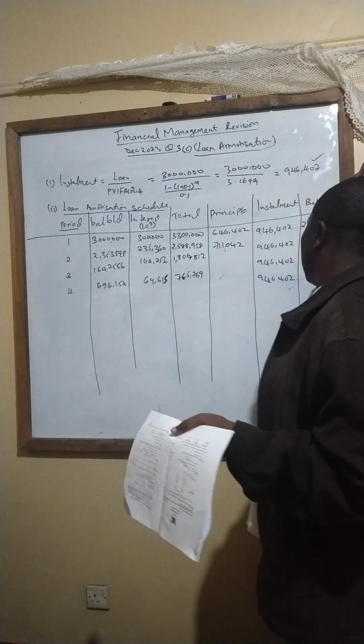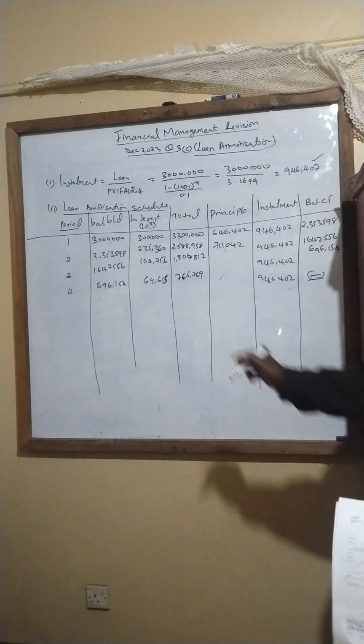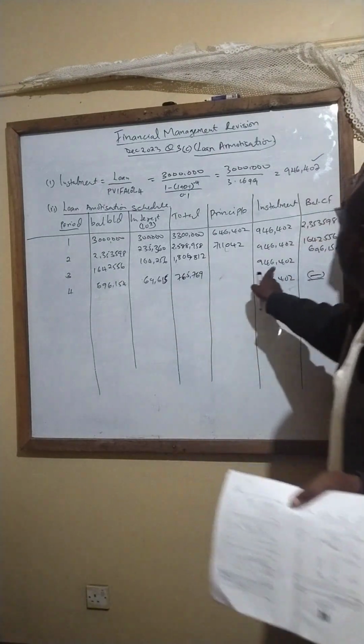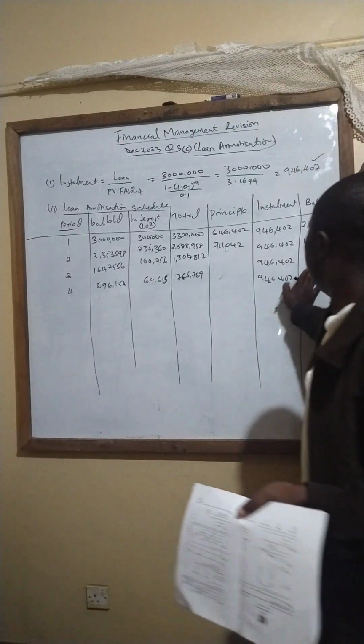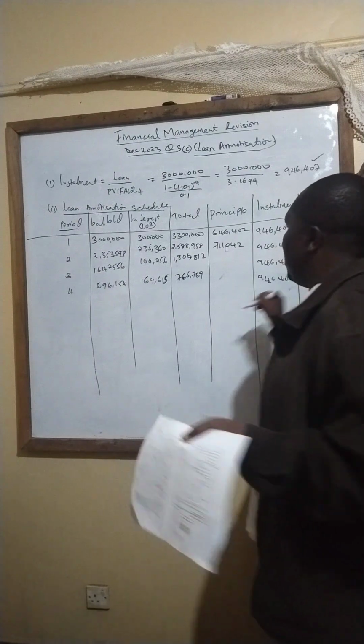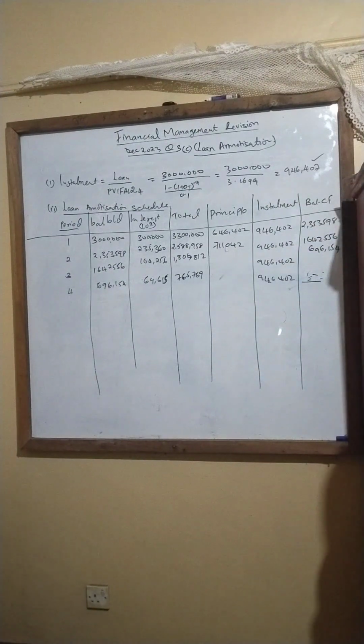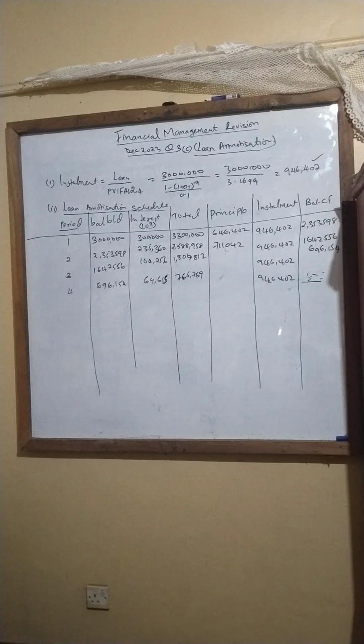The last one is always 0. So when you add this plus this minus this, you automatically get 0 here. So here is 0. So this is how you are supposed to handle that question. That is how you are supposed to handle that particular division. So very simple questions. We move on.